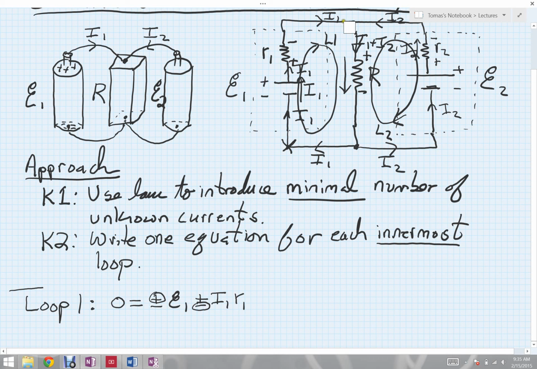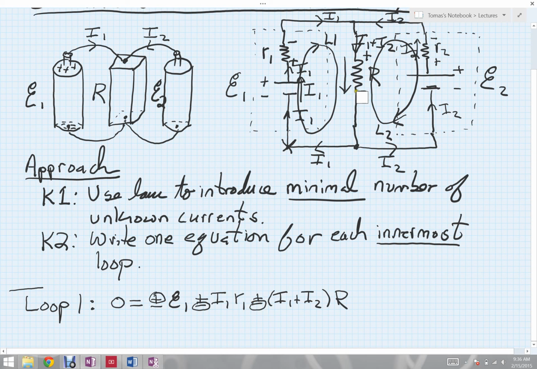We then come around here, and our loop then goes through resistor R, but we have to be careful now. The current flowing through there is actually I1 plus I2. So it's going to be plus or minus (I1 plus I2), and all of that is multiplying that resistor R. To get the sign right, notice I'm going from the plus side of this resistor down to the minus side, so that will be a minus choice.